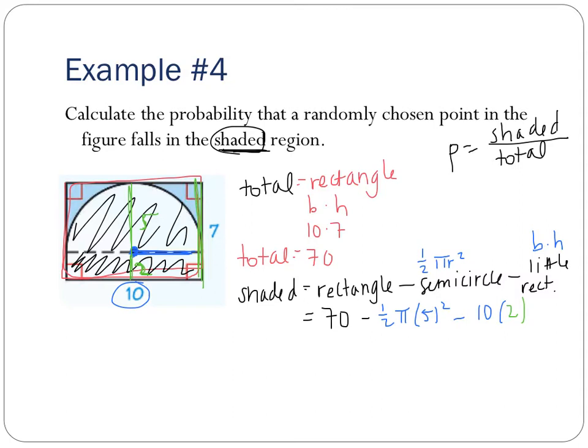Okay, so let's say that again. The entire height of the rectangle is 7. The radius of the semicircle is 5, which leaves 2 as the height of the little rectangle. So now let's do some simplifying. This ends up being 70 minus 5 squared is 25. If I multiply 25 by 1/2, I get 12.5 pi. And then 10 times 2 is 20. Now 70 subtract 20 is 50. So 50 minus 12.5 pi, this is our shaded.